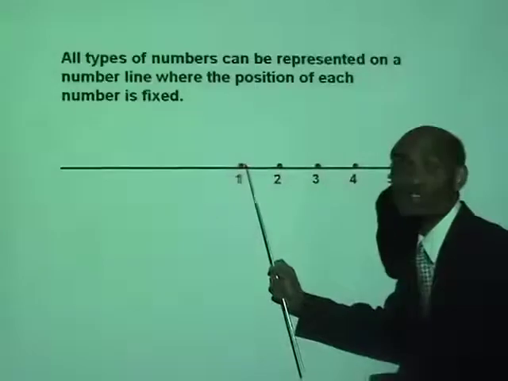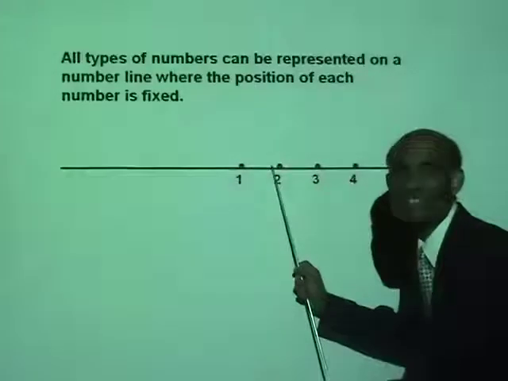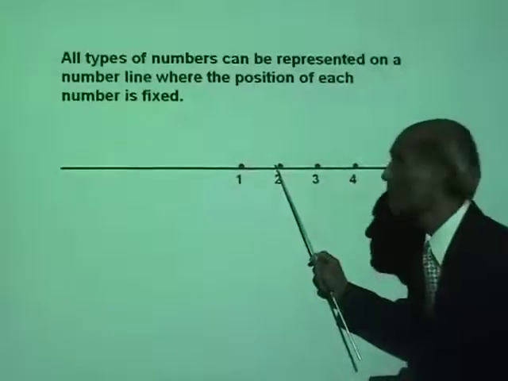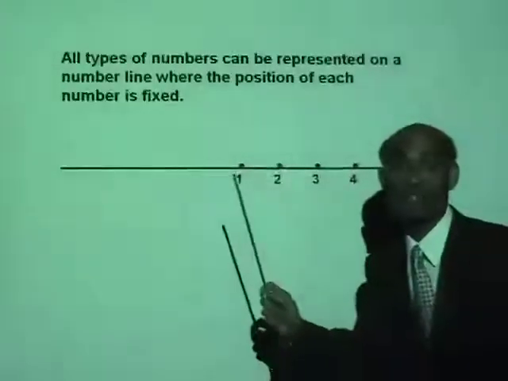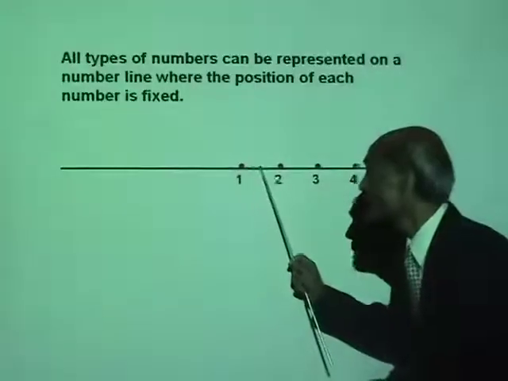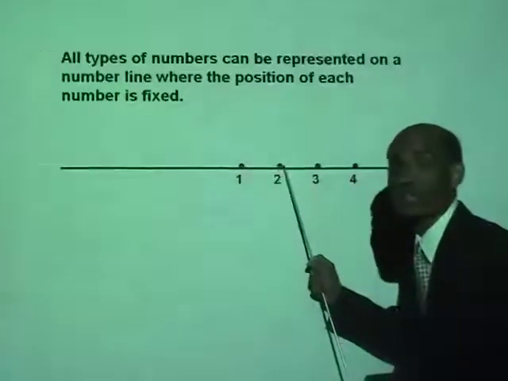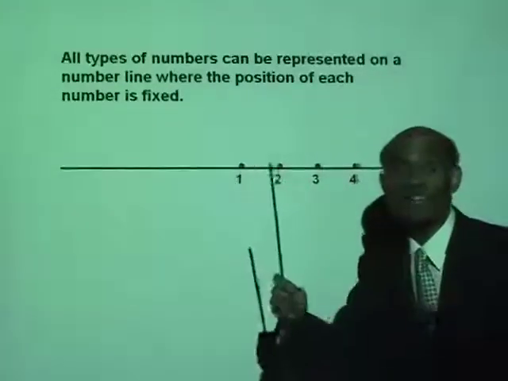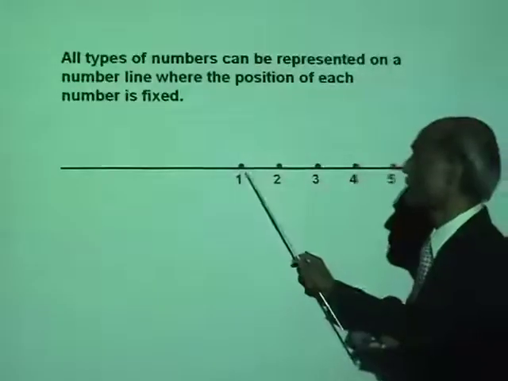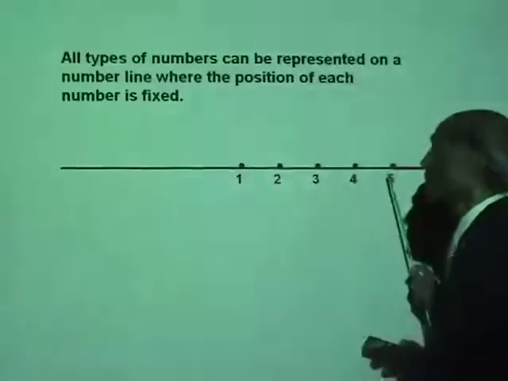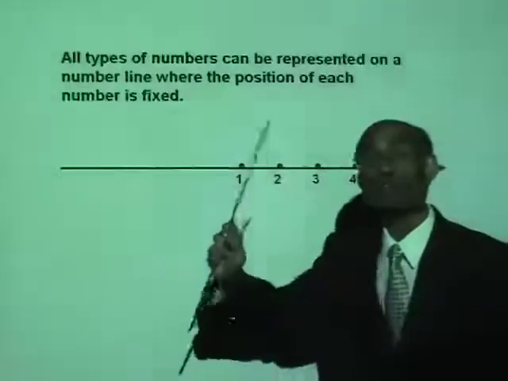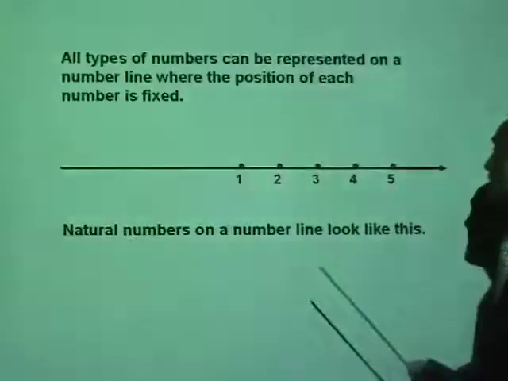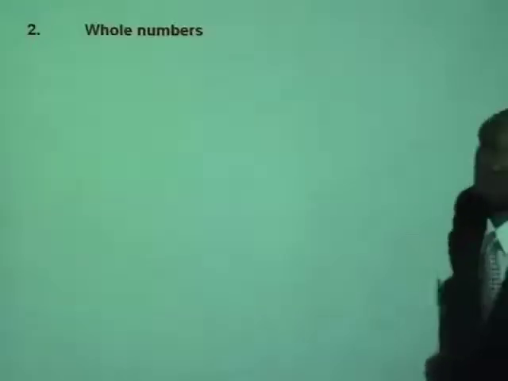Now, this is how we represent discrete counting numbers. From 1, we jump to 2. In other words, the set of natural numbers does not contain anything in between 1 and 2. It does not contain anything in between 2 and 3. It only contains these discrete counting numbers 1, 2, 3, 4, 5, and so on to positive infinity. Natural numbers on a number line look like this.